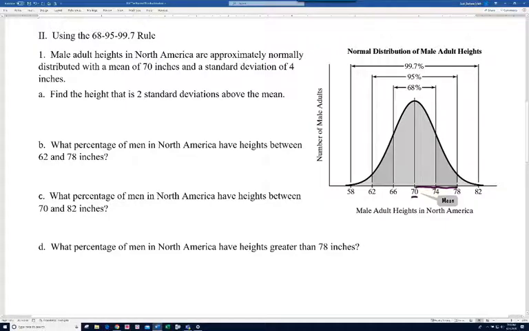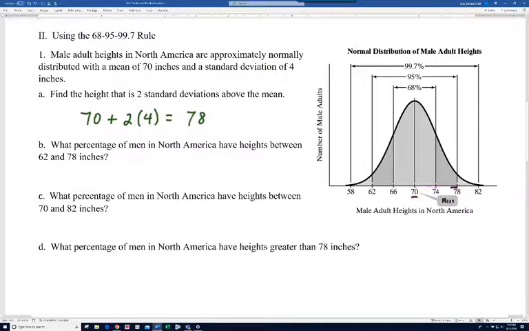So one of the ways you can write this answer is as follows. Just write your mean, and we're going to add 2 standard deviations, so that'll be plus 2 times 4, which is our standard deviation, and we do get 8. All right, let's move on to part B. It says, what percentage of men in North America have heights between 62 and 78 inches?